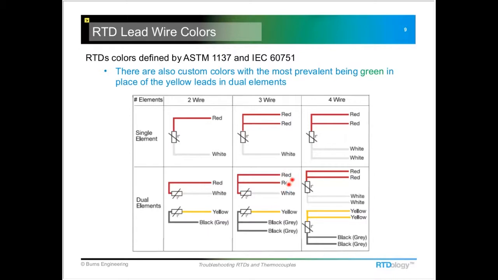So for example, on a single 3-wire probe, this red loop, you're going to get a real low resistance. And if you hit the white lead and one of the reds with your ohm meter, you're going to get about 109 ohms at room temperature. So that's one way you can test, or go back and look at the manufacturer's documentation.